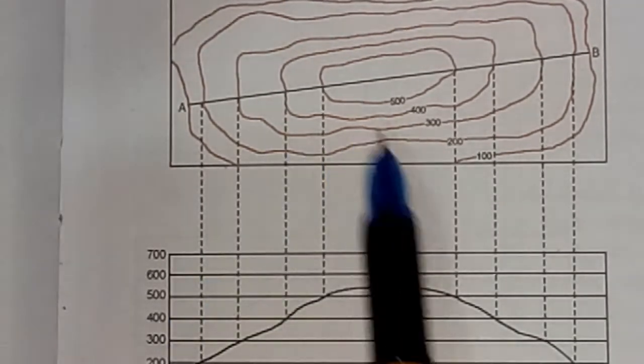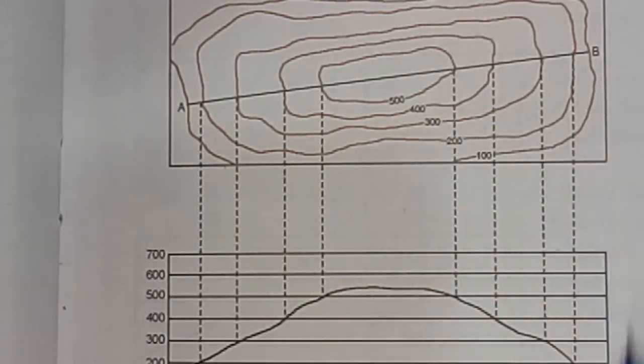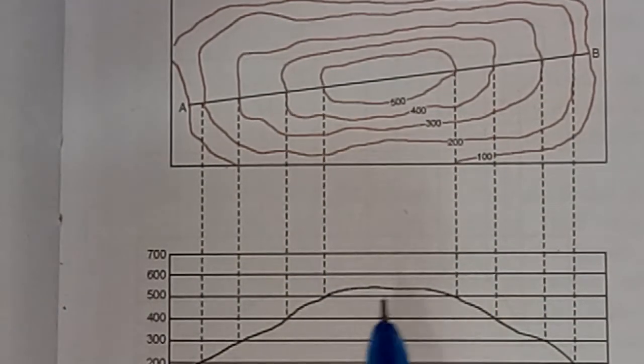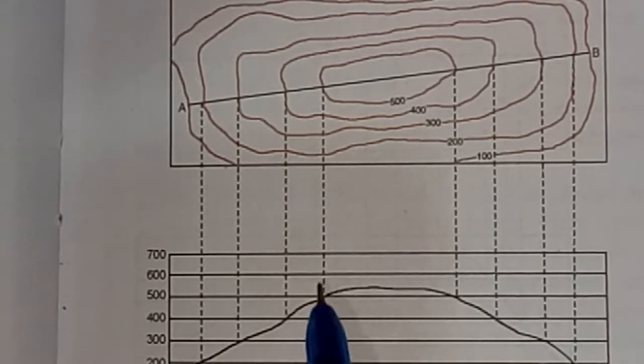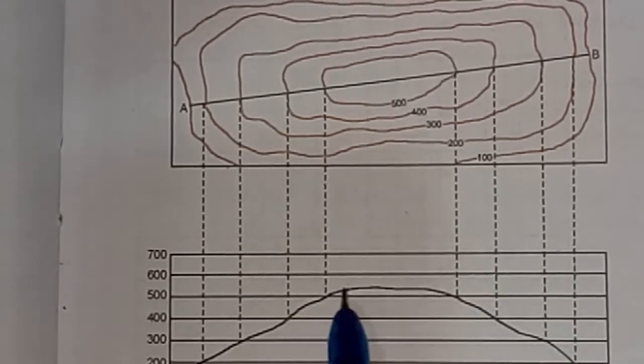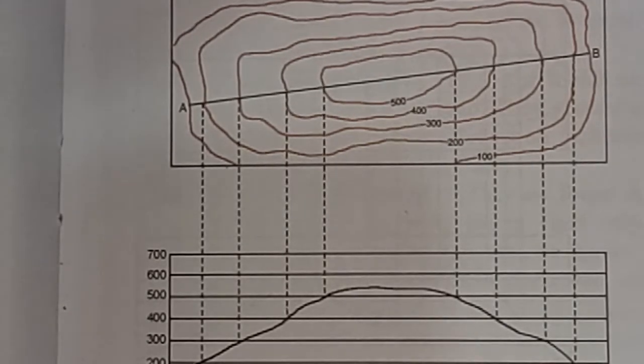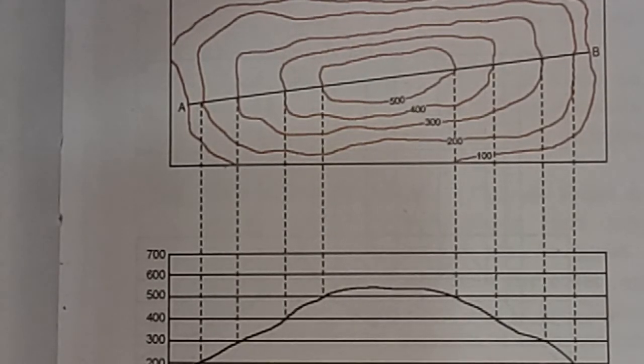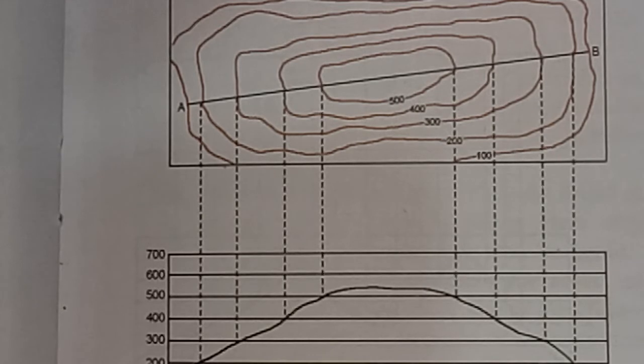The contours are drawn leaving a big gap in the center, indicating flat land. So this gap shows us that our top is flat. The low contour shows the elevation, that is, they show us the height. So whenever contours are drawn with a gap, that means this is a plateau.